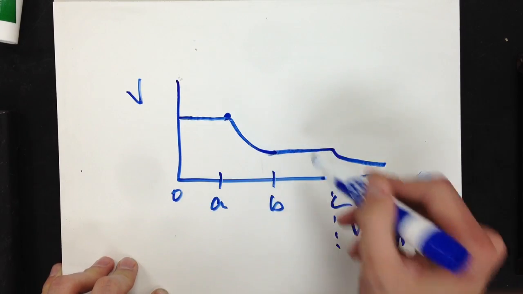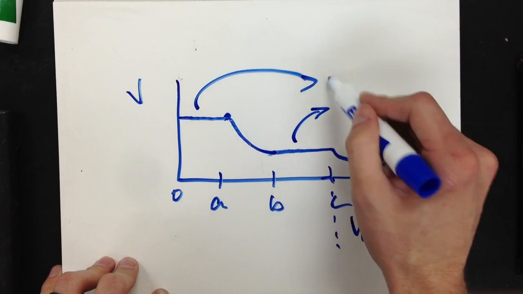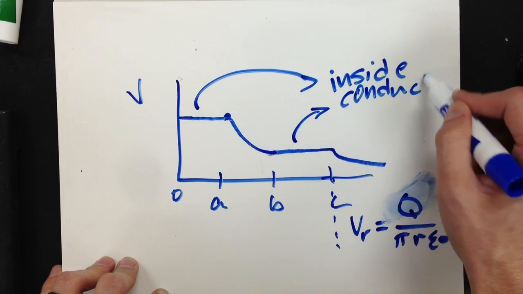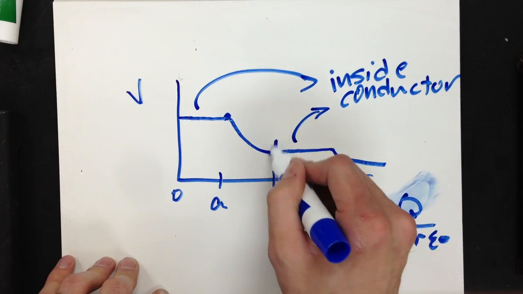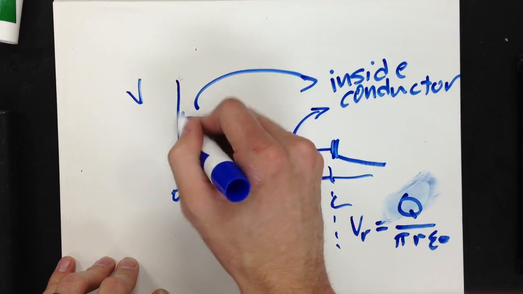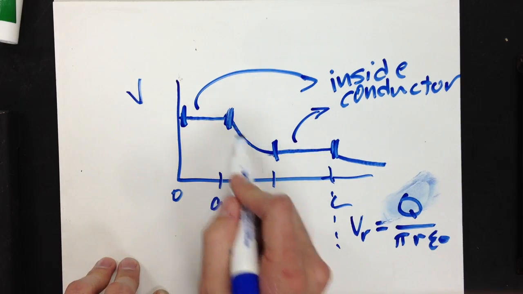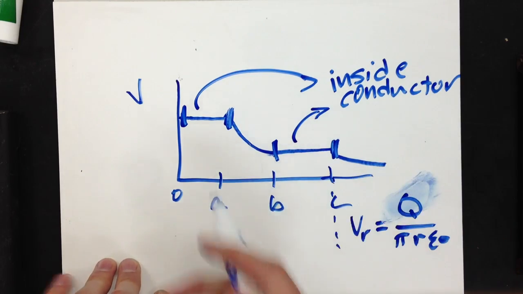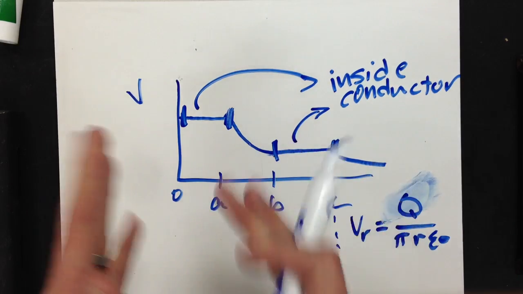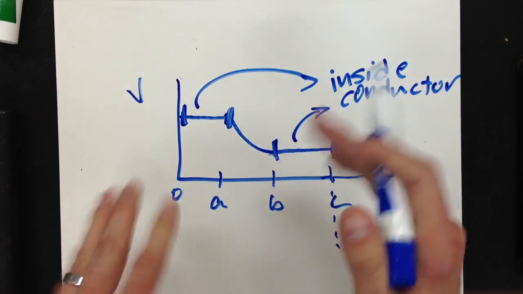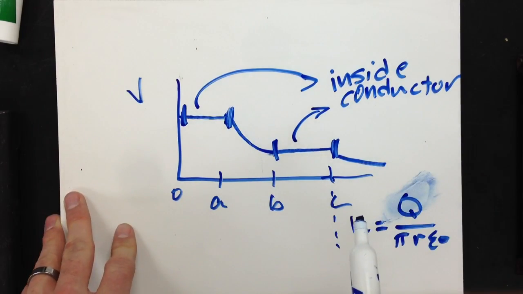Anytime you have a flat line, we are inside the conductor. Therefore, our potential in these regions is constant. Anytime we are concave, we are in the region of space either outside of the entire assembly, right here, or right here, we are in between the two conductors.